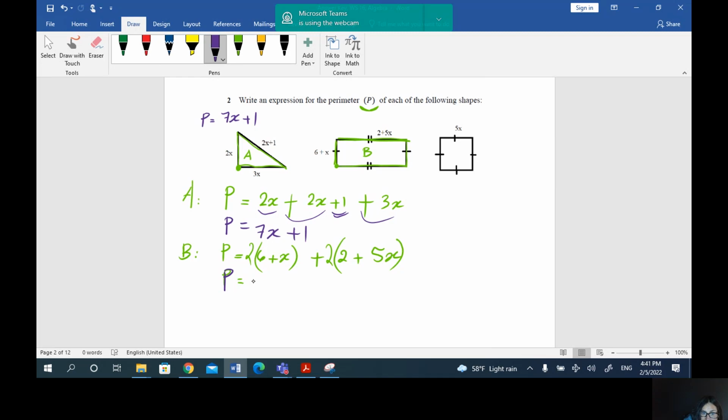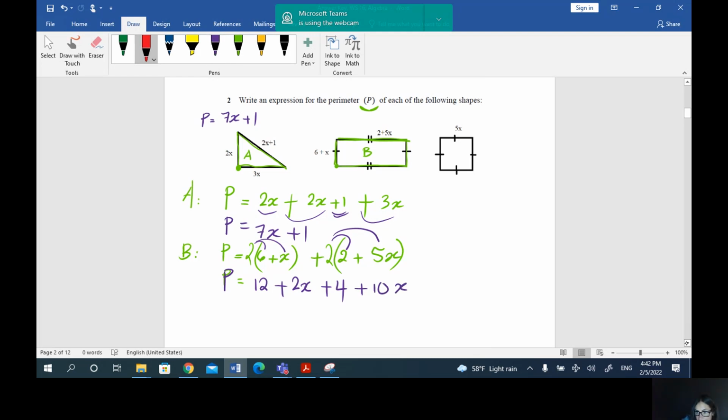So 2 times 6 is 12. 2 times x is plus 2x. And then this side here, 2 times 2 is plus 4. We're expanding the 2 into this bracket and this 2 into this bracket. So 2 times 2 is 4. 2 times 5x is plus 10x.